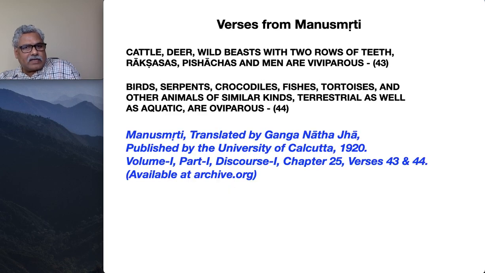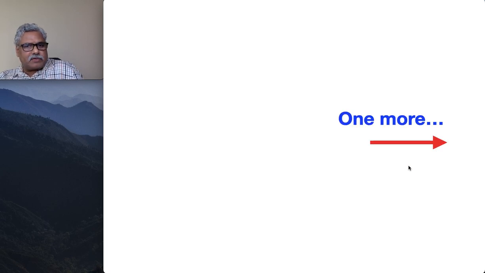So I rewrote the same verses because the text was not clear there, and this is from an archive.org repository of the translation by Ganganath Jha, published in 1920. You can download volume 1, part 1, discourse 1, chapter 25, and those are the verses 43 and 44.